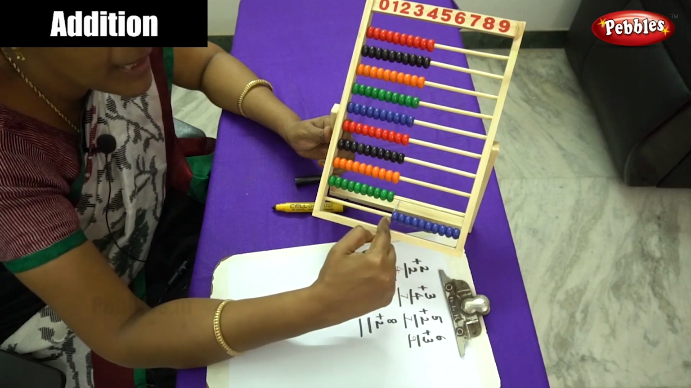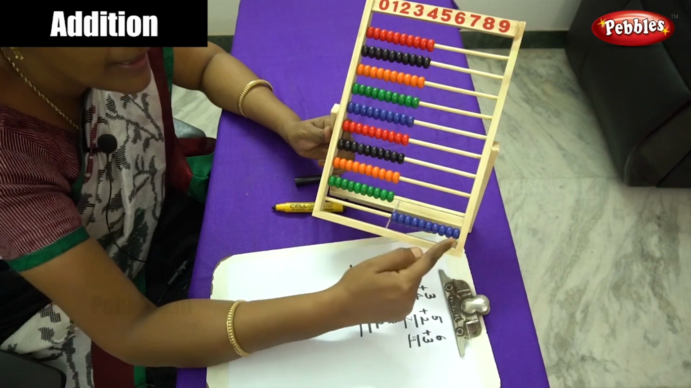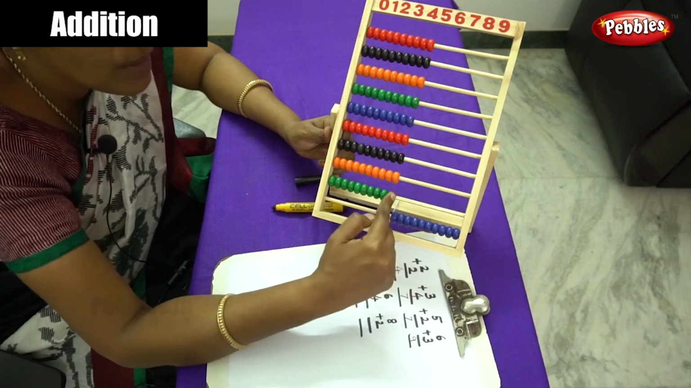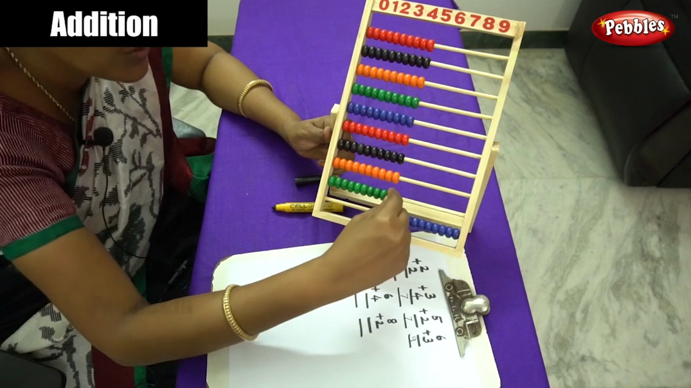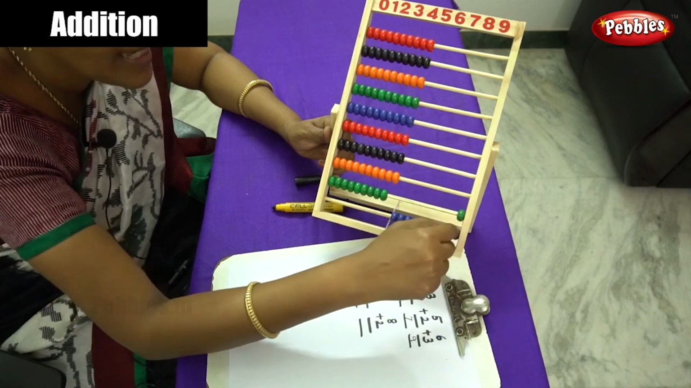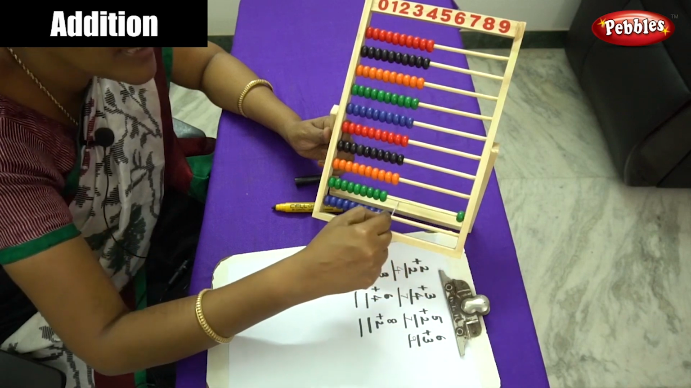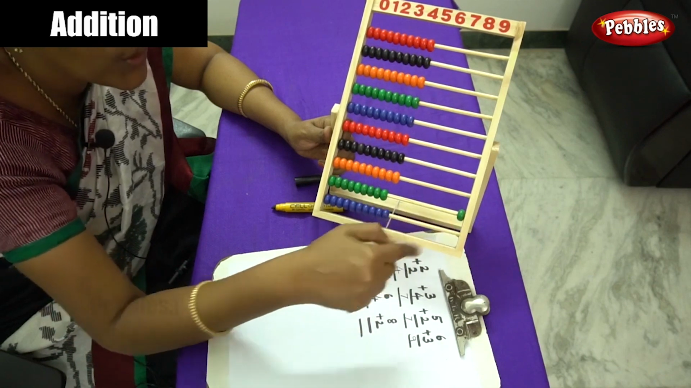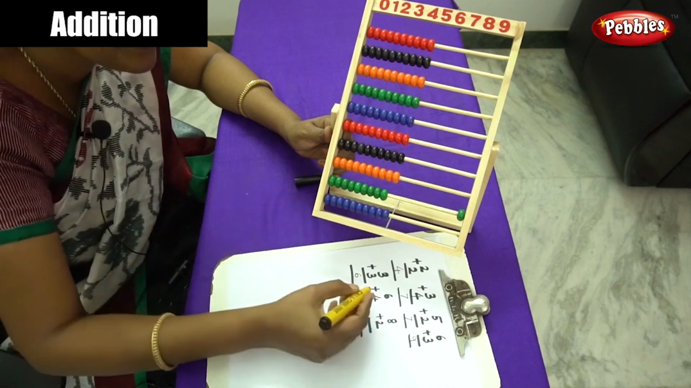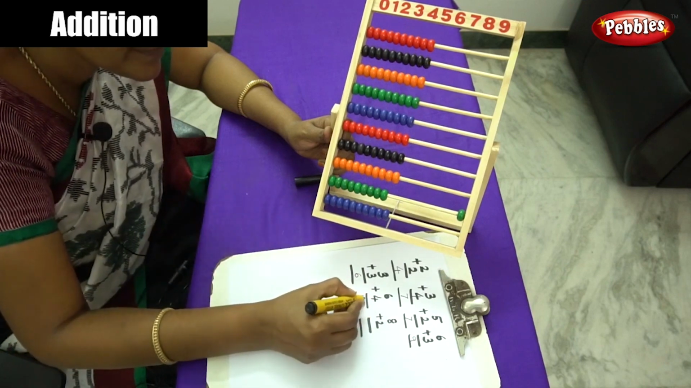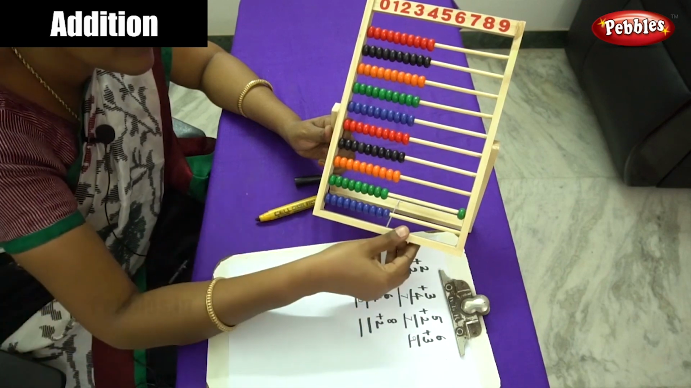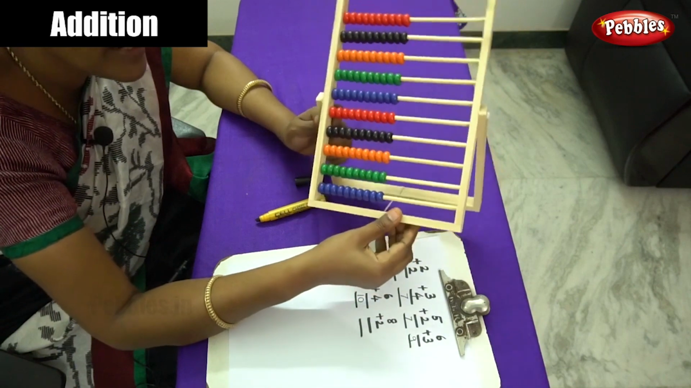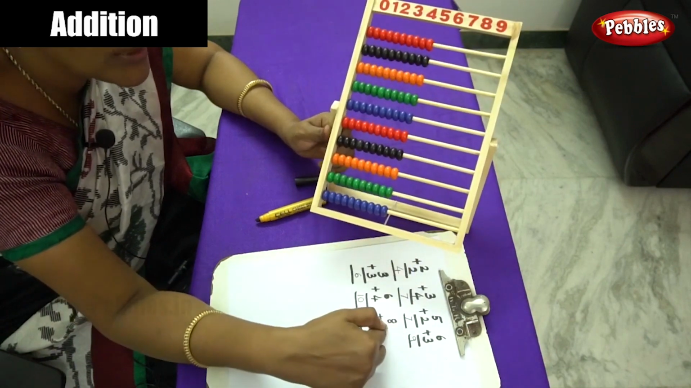Okay, 10 beads. 10 ones beads are equal to 1 tens bead. So, move 1 tens bead and take back the 10 ones beads. So, answer is 10. 1, 0, 10. Come back to the 0 level. Again do this sum.